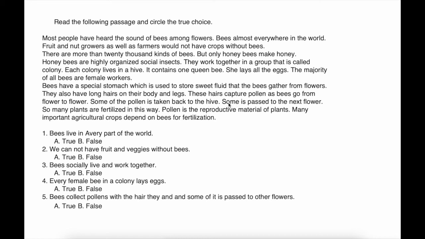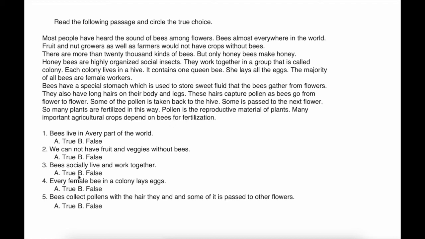That means some of the pollen is passed to the next flower as they travel from flower to flower. So many plants are fertilized in this way. Fertilized, döllenme. Yani birçok bitki bu şekilde döllenir. Pollen is the reproductive material of plants. Many important agricultural crops depend on bees for fertilization.